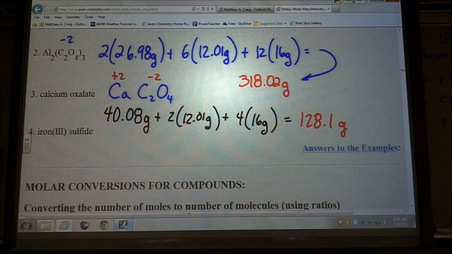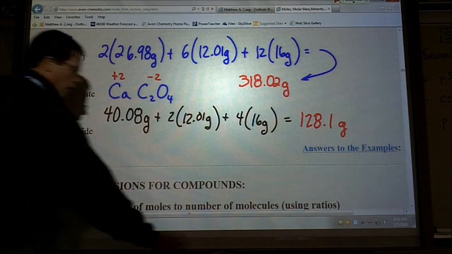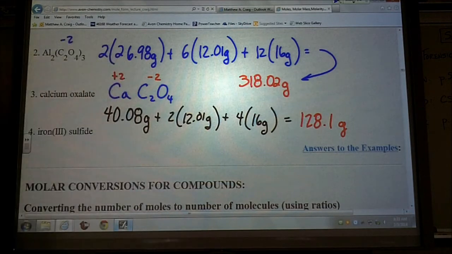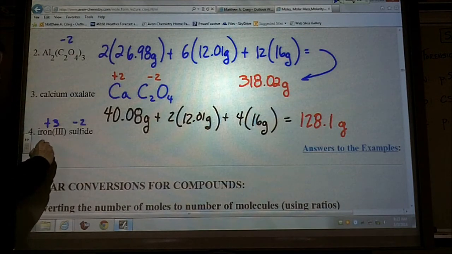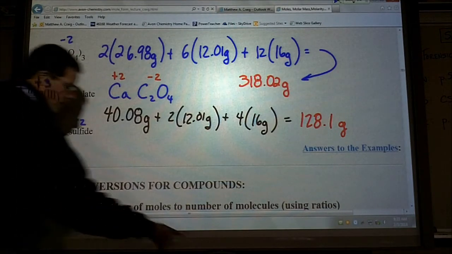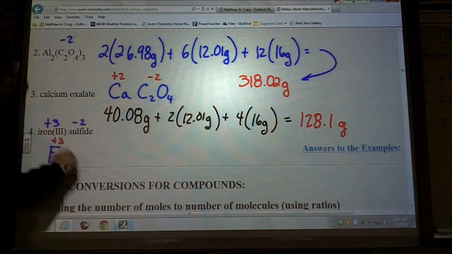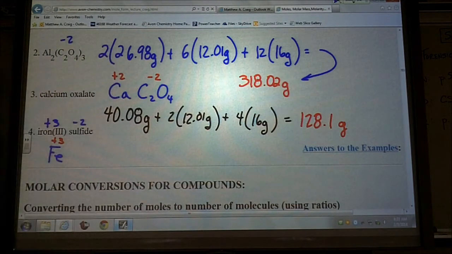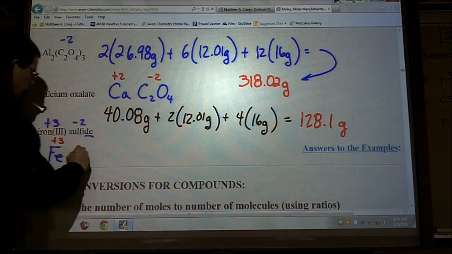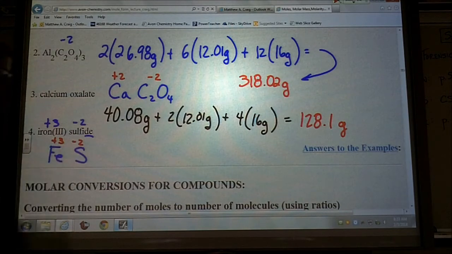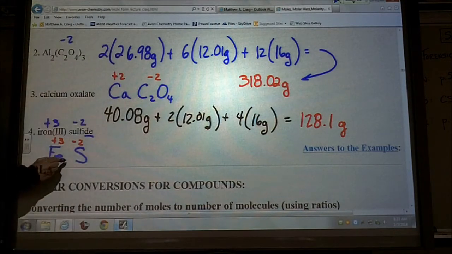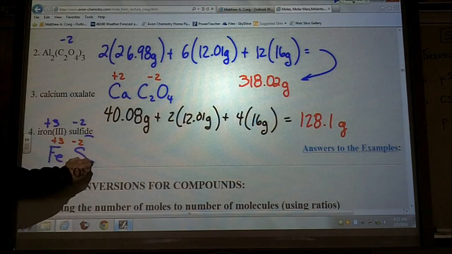And one more, the iron 3 sulfide. I'll let you try this one on your own, but how would we write iron 3 sulfide? What's the charge on iron here? +3, good. And sulfide? -2, but let's see, what's the symbol for iron? Fe. And we said that it has a +3 charge. And how do I write sulfide? Very good, just S. Okay, it ends in IDE, and again, is that balanced as written? So we need a 2 there and a 3 there, right?